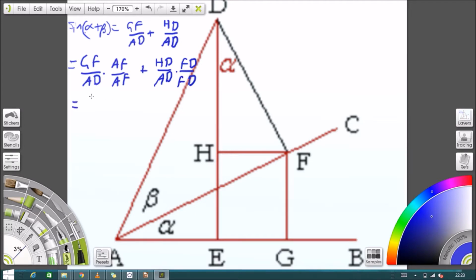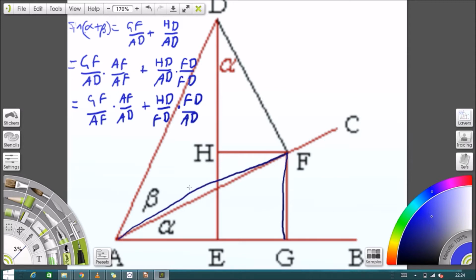If I rearrange these two by switching the denominators, then I can write that as GF over AF times AF over AD plus, and do the same thing for the second pair of fractions. Now why have I done this? It's all just algebra to try and get to a proof, but because we've not broken any algebraic rules, this proof will hold.